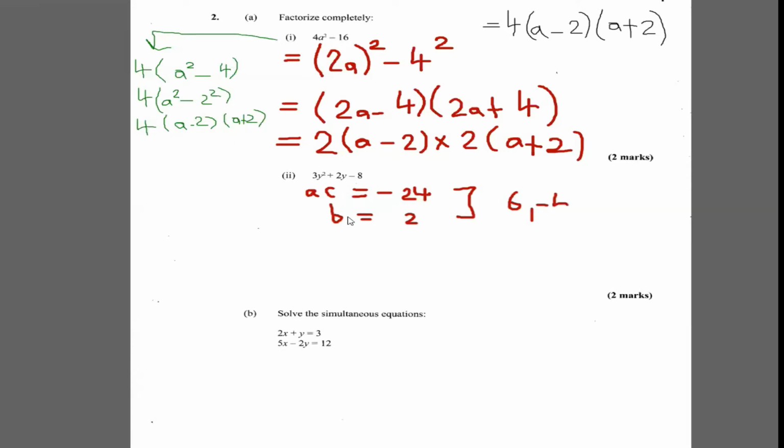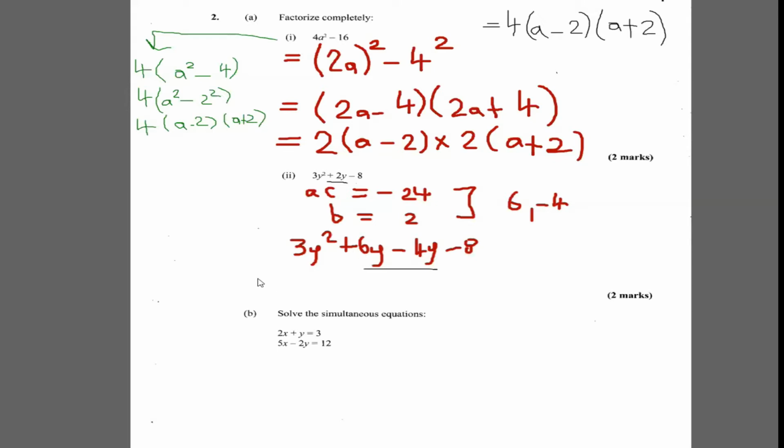And so what that means is we're going to rewrite 3y squared plus 2y minus 8 as 3y squared plus 6y minus 4y minus 8. We just have to recall that this plus 2y is the same as 6y minus 4y, which is 2y. So all we did was split the middle term. Now we have 4 terms and we can factorize normally.